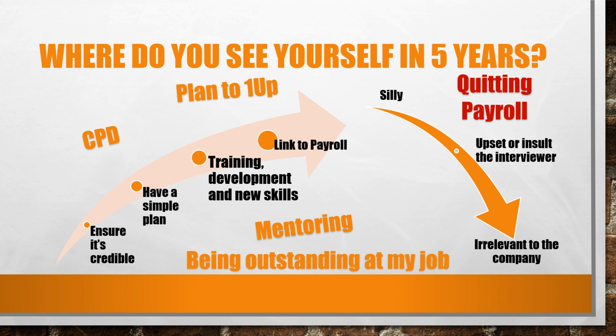Focus on what's on the good arrow. Don't say the things on the bad arrow, and give the idea that you want to work in payroll long term. And that's part of your 5-year plan. Otherwise, you're not going to score very well on the question.